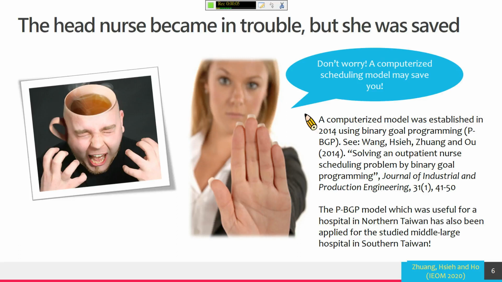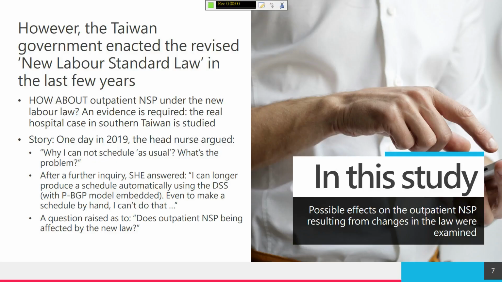In 2014, there was a model based on binary goal programming to resolve these unfair matters in the above hospital case in northern Taiwan. Their model is called PBGP. However, to our knowledge, including other studies for outpatient nurse scheduling, no law issue was discussed. To understand whether the load factor affects outpatient nurse scheduling or not, which is the main aim of this study, evidence should be provided. We studied these effects in Taiwan because the new labor law was enacted in Taiwan in the last couple of years. With this purpose, we study another hospital case in southern Taiwan, which has also applied the PBGP model.